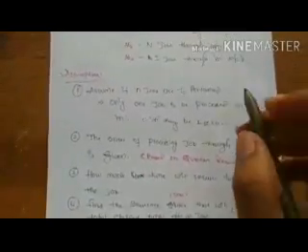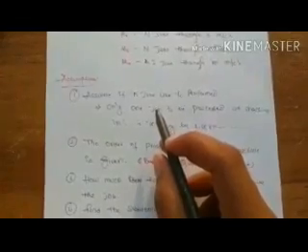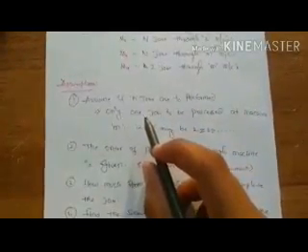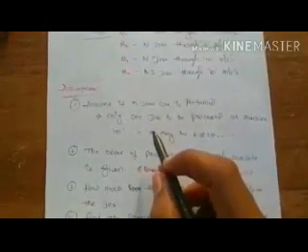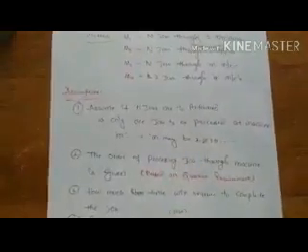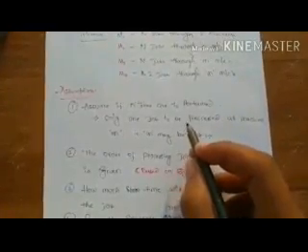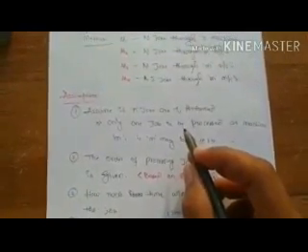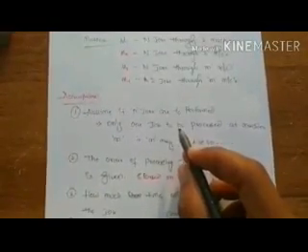The first assumption: if the number of jobs is n, only one job is to be processed on one machine at a time. That means each machine has to process only one job. Until the completion of the first job, the second job has to wait.